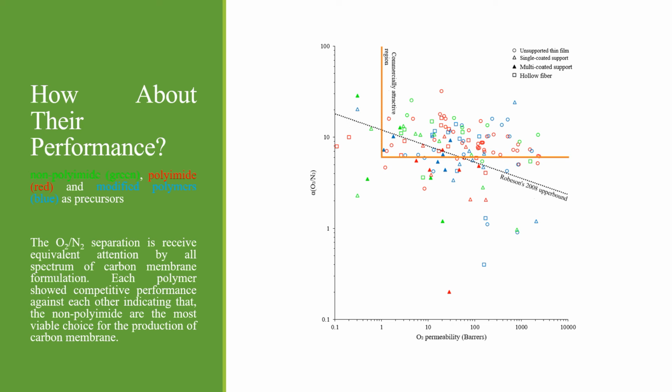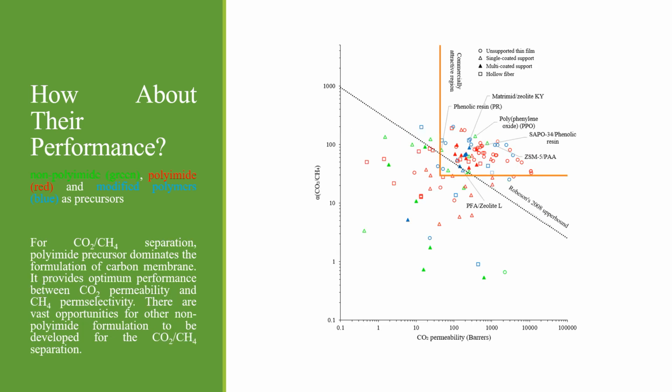So this shows that non-polyimides are the most viable choice for the production of carbon membrane, because you don't need to go through complicated synthesis and highly costly materials. You can simply achieve a very high permeability using simple non-polyimide polymers, and you can further optimize to get better selectivity and permeability.